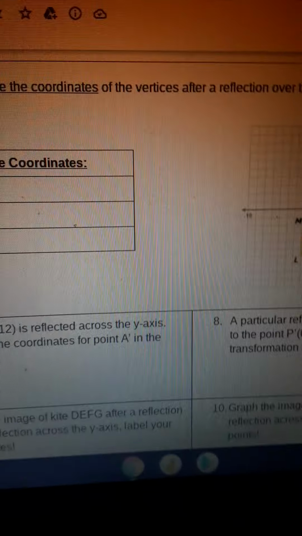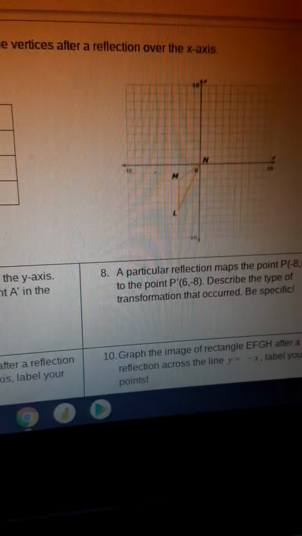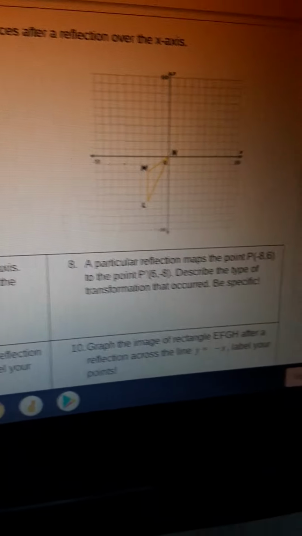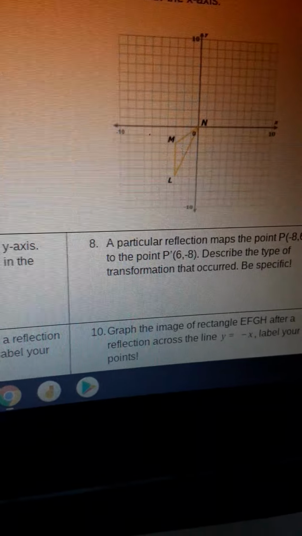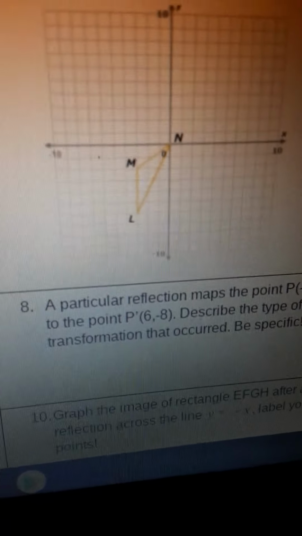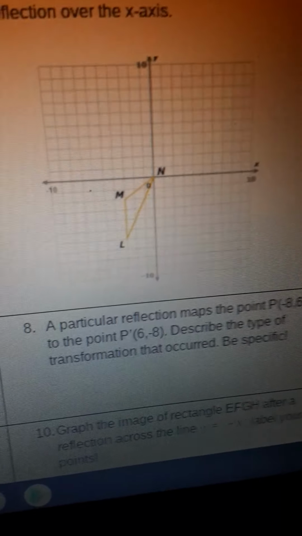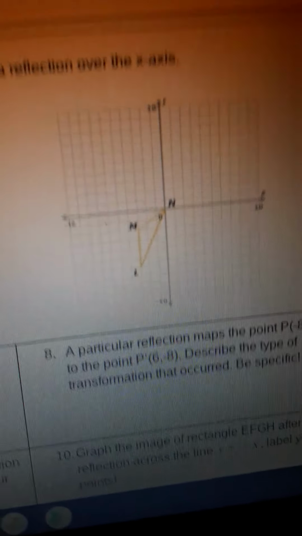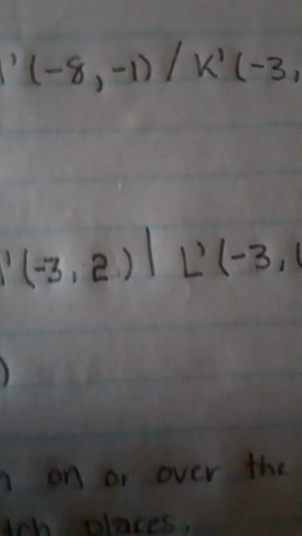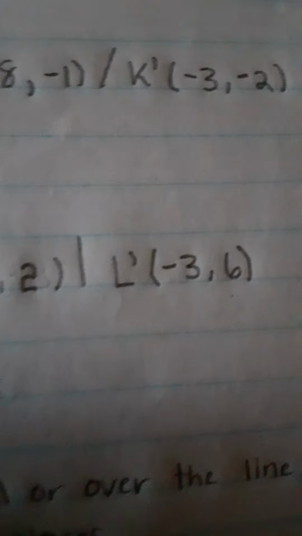Again, x-axis, x stays the same, y changes, y becomes opposite. So you figure out the coordinates of N, M, L, and you keep x the same and change y. So N is going to be 0, 0, because there's no way you can change it. It has to be the same. M prime, -3, comma 2. L prime, -3, 6. Number 7.